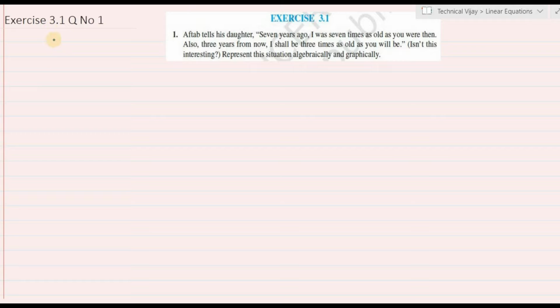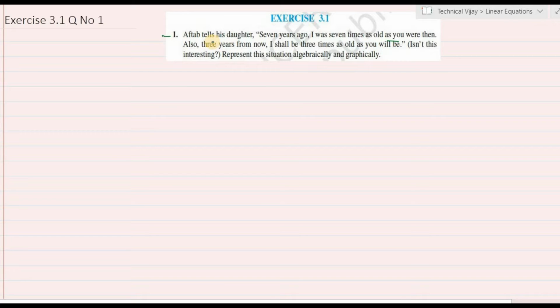Welcome students. Today we will see exercise 3.1 question number 1 of class 10 mathematics. So here question number 1, Aftab tells his daughter, 7 years ago I was 7 times as old as you were then. Also 3 years from now I shall be 3 times as old as you will be.